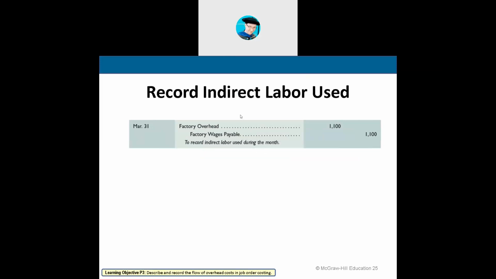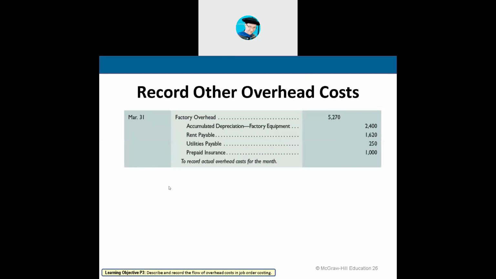Indirect labor, as a reminder, would include things like cleaning staff, the office staff, supervisor salaries, etc. Those are the support people. And then we record any other overhead costs. So we debit factory overhead and we credit things like accumulated depreciation, rent, utilities, prepaid insurance, etc.